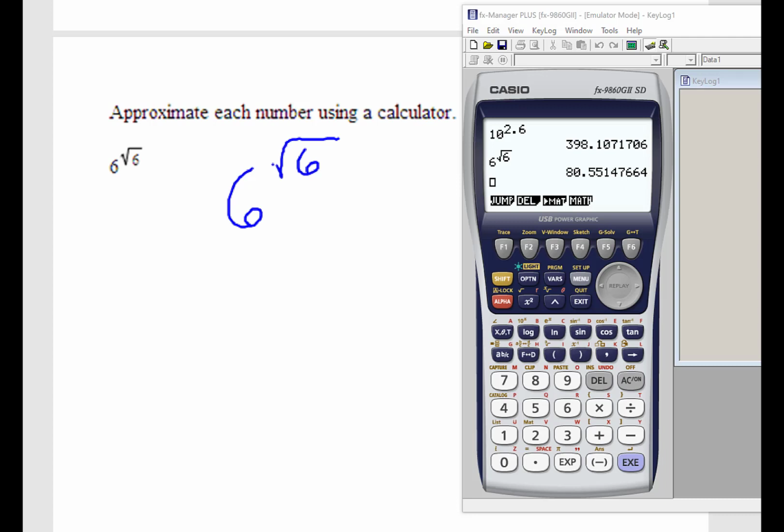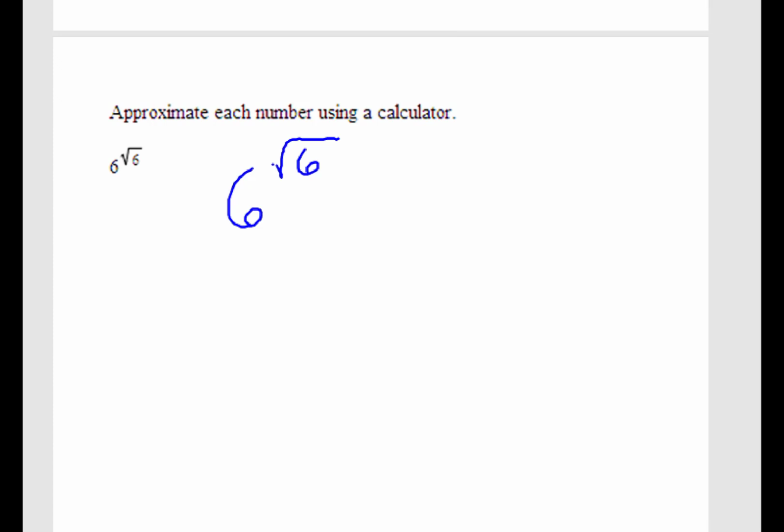And it does not specify here how many decimal places to take it out to. So just make sure you pay attention to that in your homework. It'll specify how many decimal places or which decimal place to round it to. But here we'll just go ahead and take it out to 3. So I'm going to put 80.551.